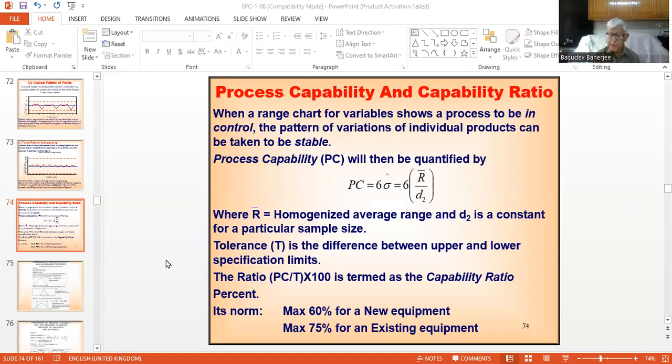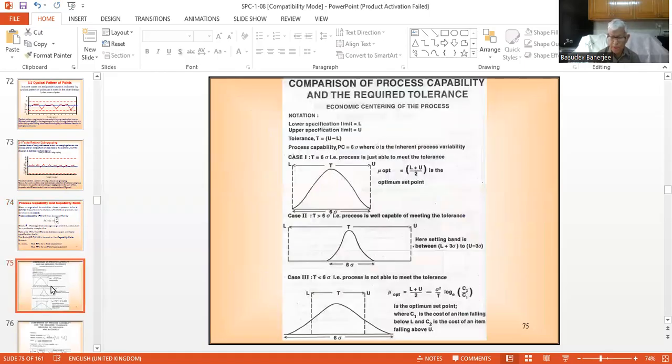So process capability is the inherent process variability. There is variability observed in the process, influenced by chance or common causes also. This will be quantified by process capability, 6 times R bar by D2. Sigma is estimated from R bar by D2. This is the control charts. For long-term distributions, we estimate sigma from S, small s, where S square is 1 by n minus 1 sigma xi minus x bar whole square.